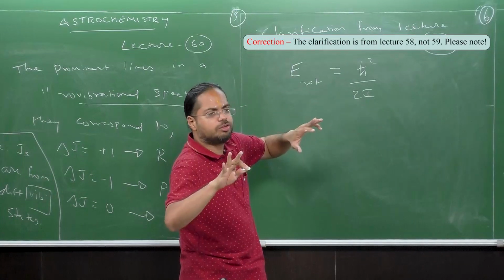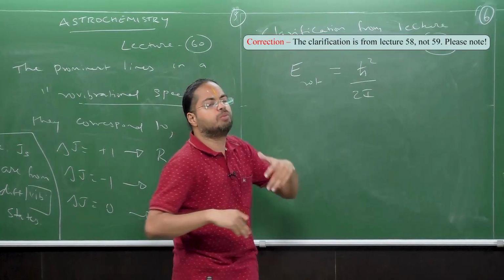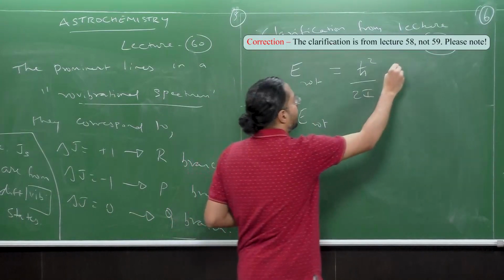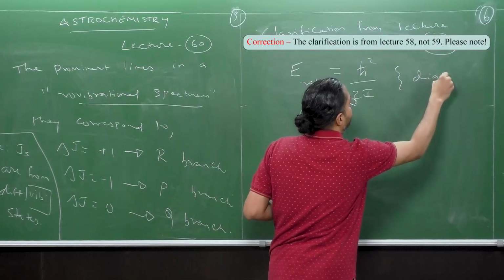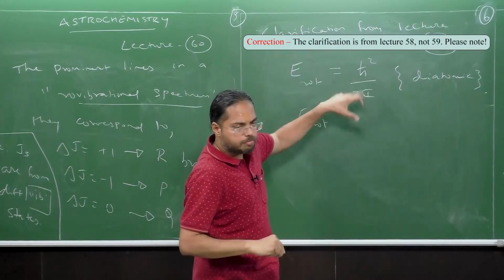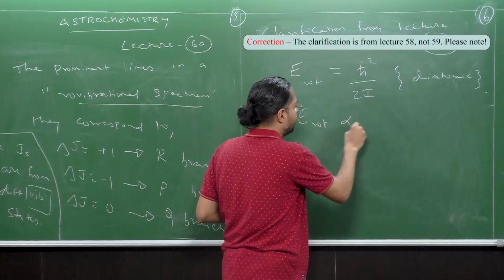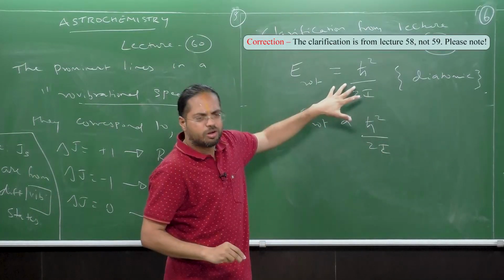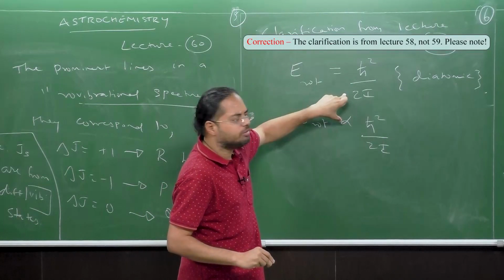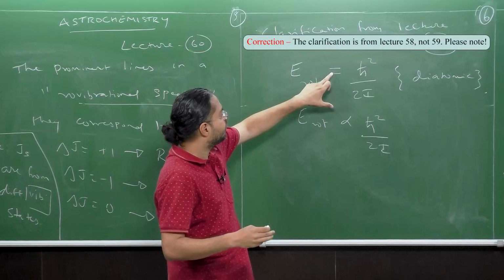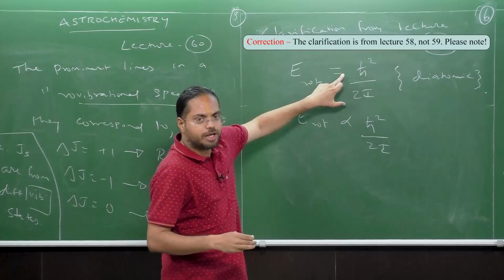Okay. Now that was an imprecise formulation. It should be more precisely written as E rotation. This is for a diatomic molecule. It should be expressed as proportional to, because there were always some constants I had left out. So there were some constants, so we could exclude those constants. So more precisely, it is going to be proportional and not equal to.